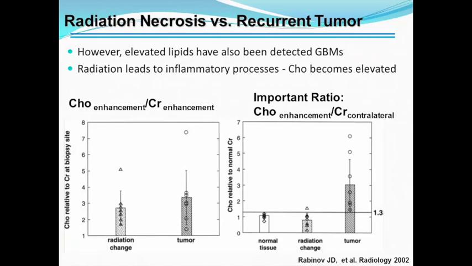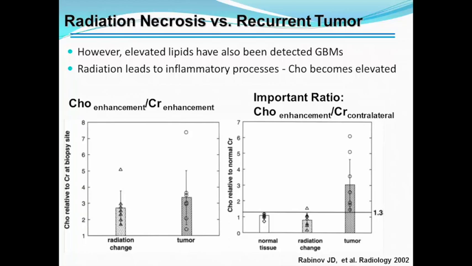Of course, these are the most clean-cut cases that I have ever seen at MGH, right? Because elevated lipids have been detected in GBMs, and also radiation leads to inflammatory processes, which means that the choline becomes elevated also due to radiation.